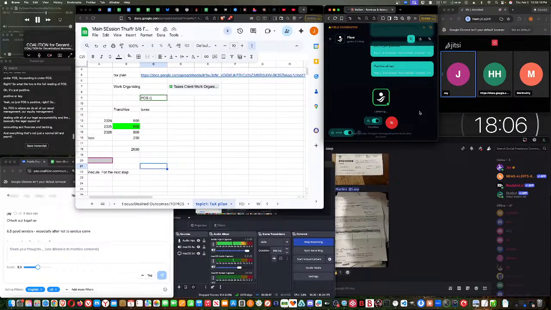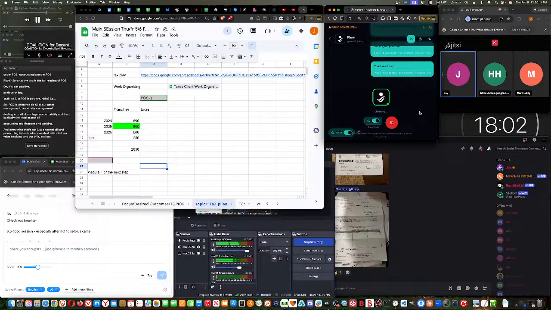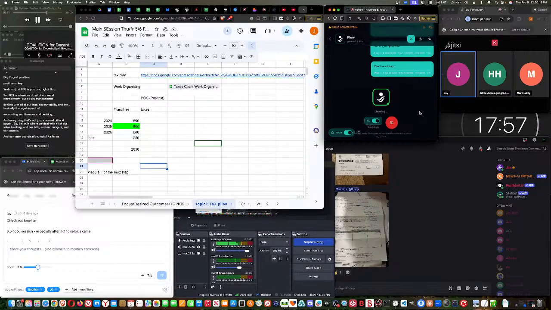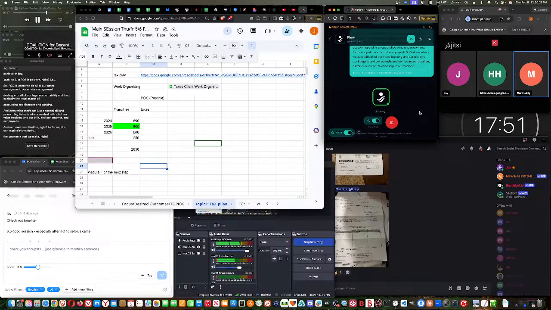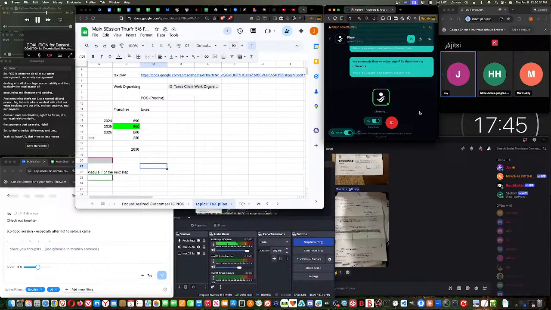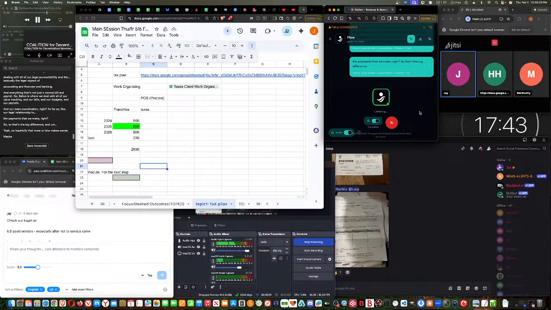So VALOS is where we deal with all of our value tracking and our bills and our budgets and our payrolls and our team coordination, right? As far as our legal relationship to the payments that we make. So that's the big difference. Hopefully that more or less makes sense. Maybe Flo could do a summarization.